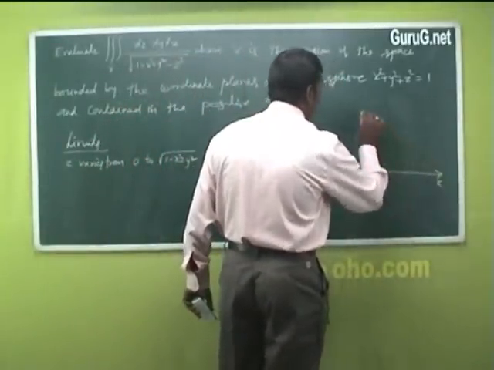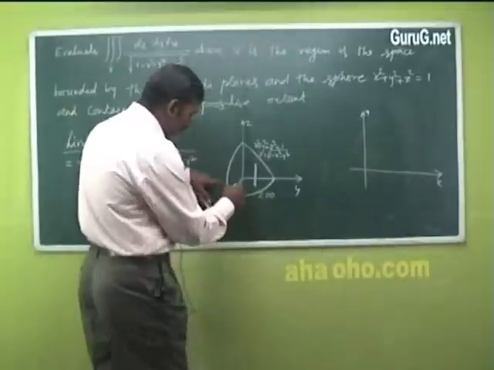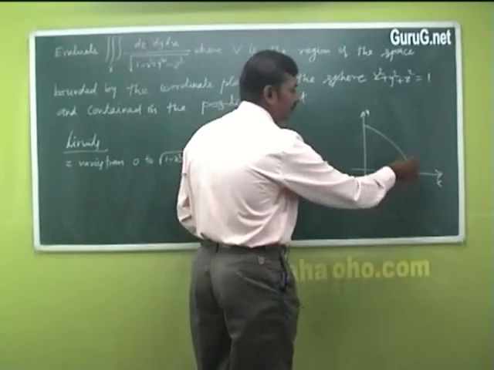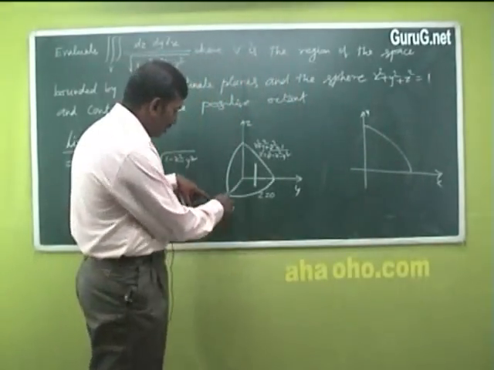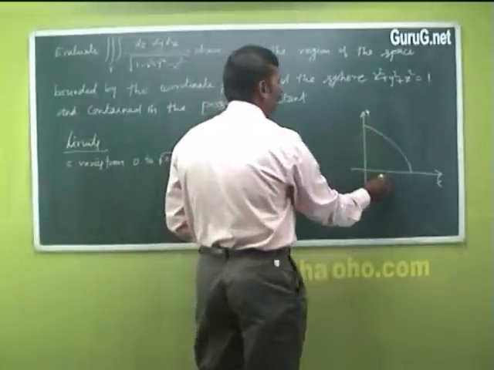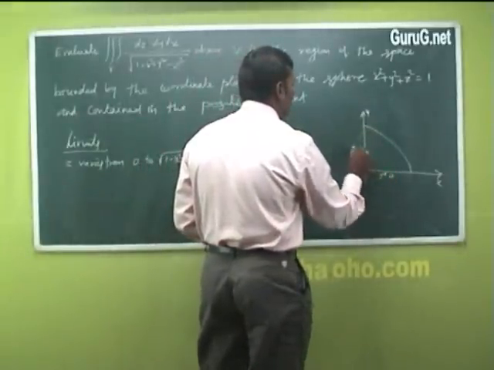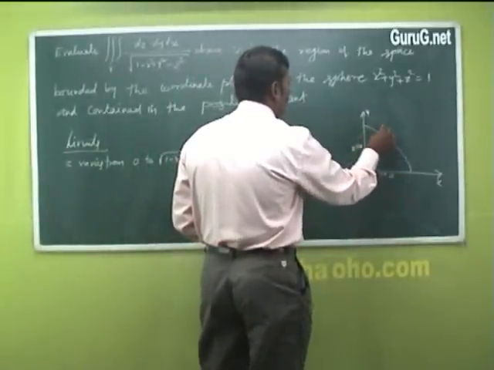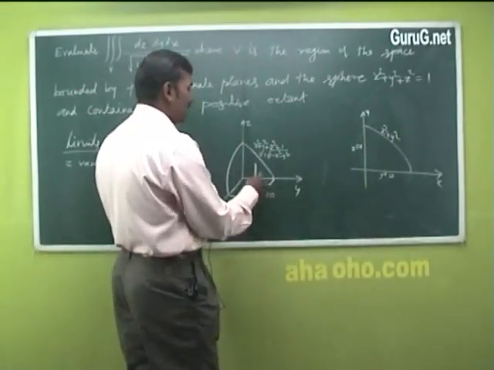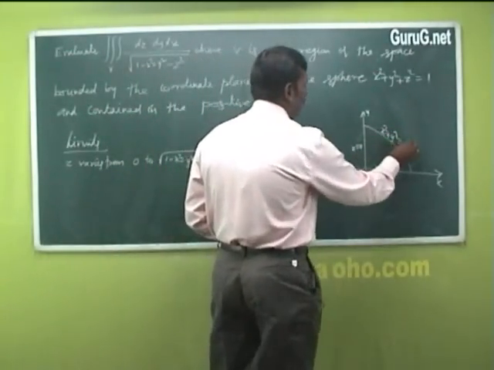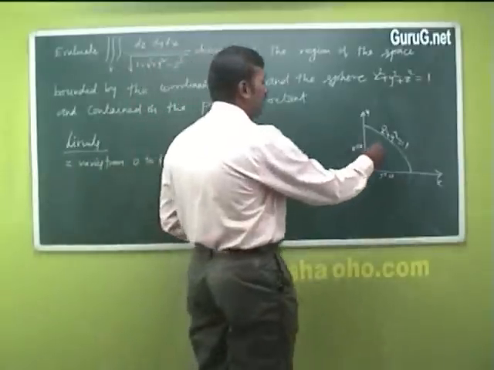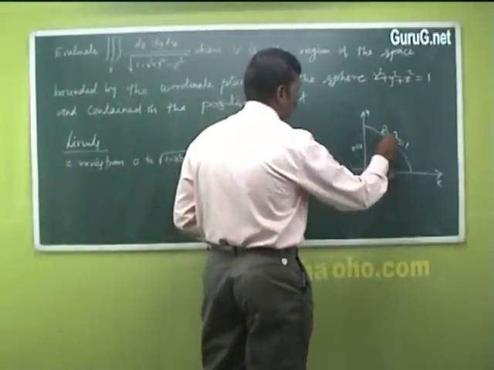This is x axis and this is y axis. So the boundary: this is x axis, this is y axis, this is the boundary, right? This is y equal to 0 and this is x equal to 0. What will this equation be? x square plus y square, because when the value of z becomes 0, we get x square plus y square equal to 1. Now draw a vertical strip.